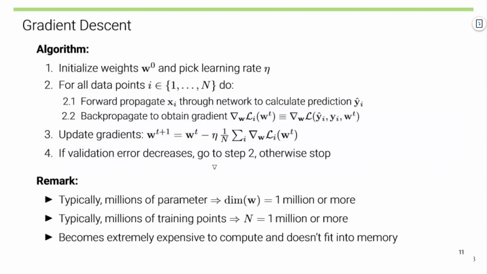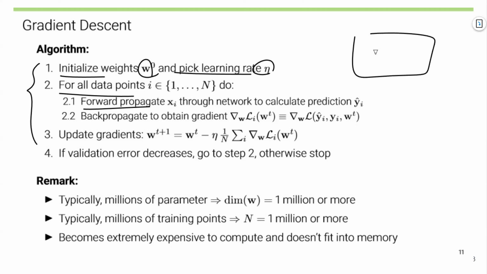And here, the step is like this. We initialize the weight first and pick a learning rate. And then for all data points, we do forward propagation. So let's say there is a network here, and we pass our data point and then get the output. That's the first step.